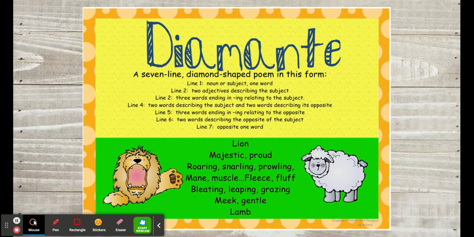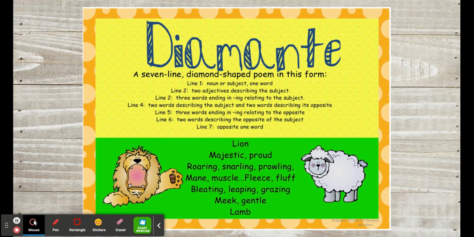So let's get started. A Diamante poem is a 7-line poem that is diamond shaped, and you can see this diamond shape here, and you can also see it happening up here with the directions. So the recipe for a Diamante poem is, like I said, very similar to a cinquain poem. The first line is a noun or whatever your topic is going to be. And remember that a noun is a person, place, thing, or idea. Line 2 is 2 adjectives describing the subject. Line 3 is 3 words ending in ing that relate back to the subject, so those action words. So this might sound really familiar because this is the same as a cinquain here.